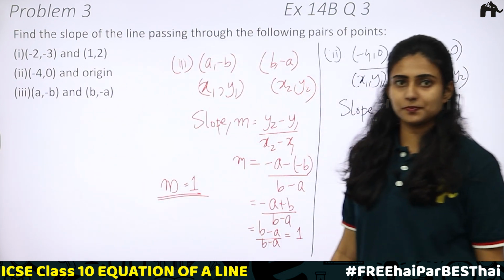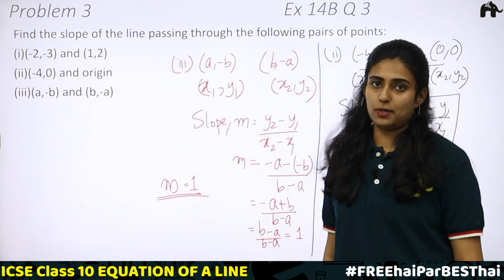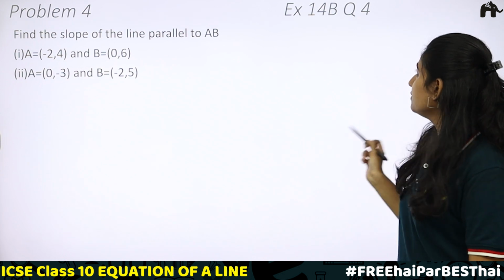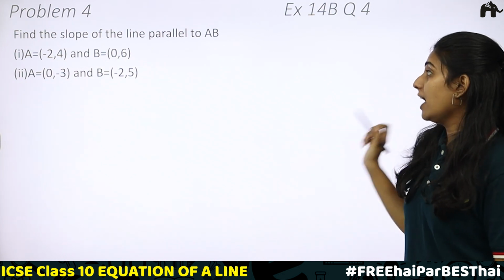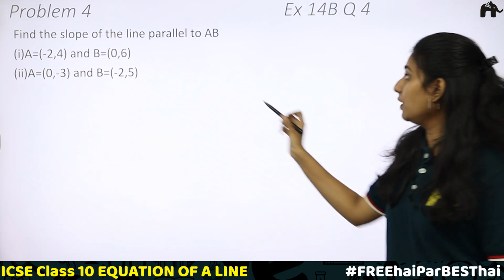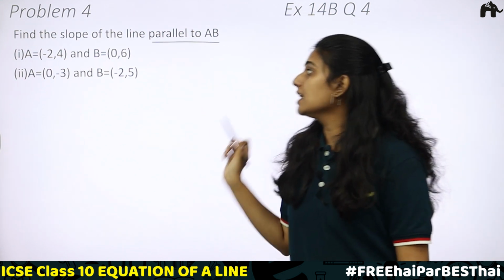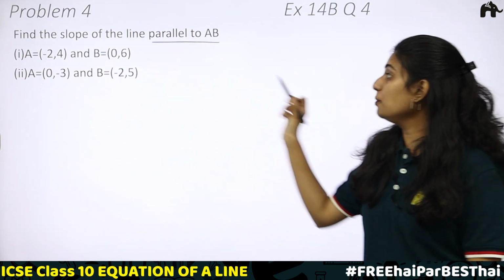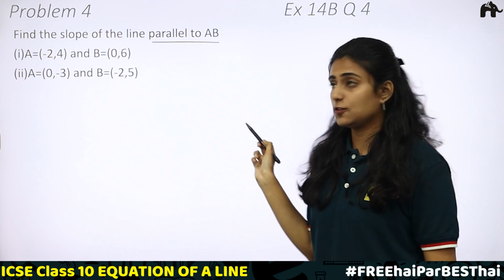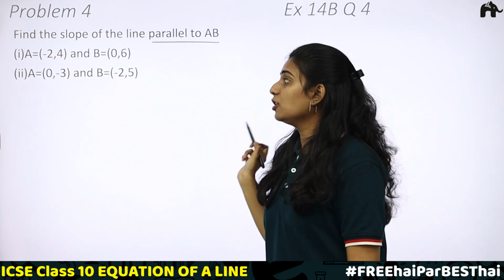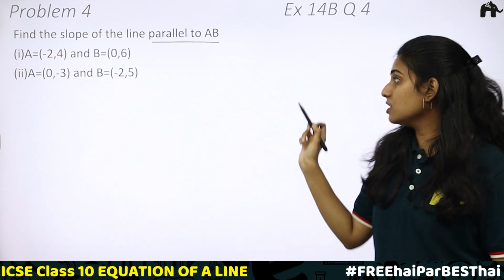Clear? So this is our third problem. Next, problem number 4, question 4 of exercise 14b. Find the slope of the line parallel to AB. First points are A is equal to minus 2, 4 and B is equal to 0, 6. Second, A is equal to 0, minus 3 and B is equal to minus 2, 5.